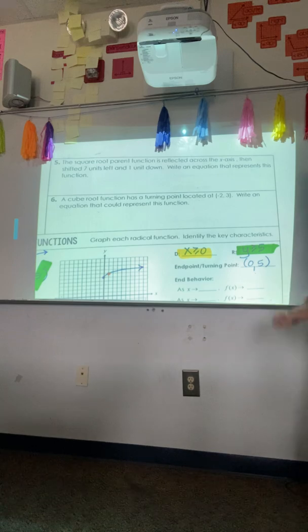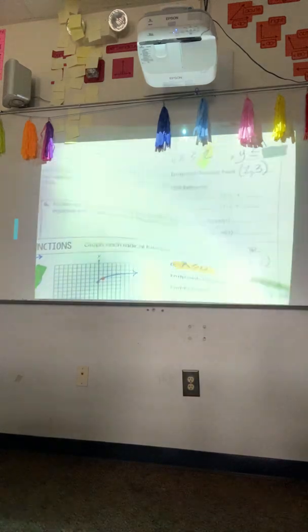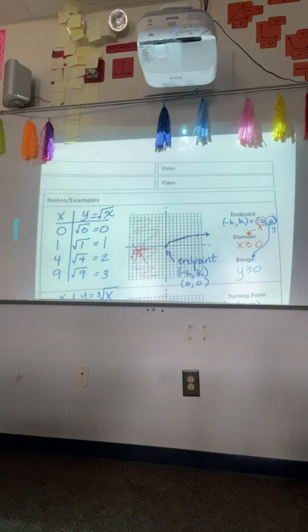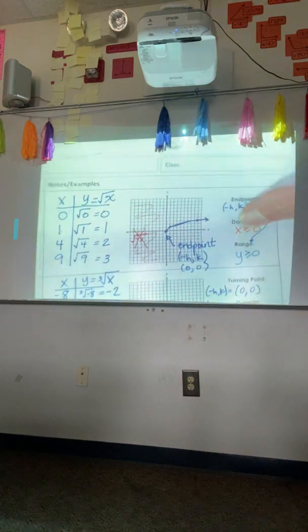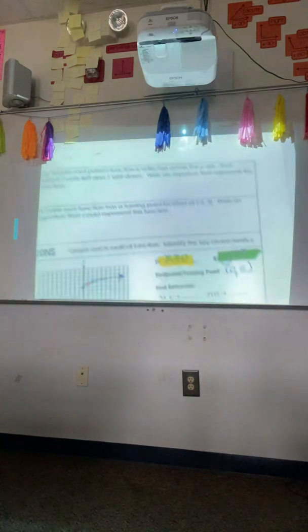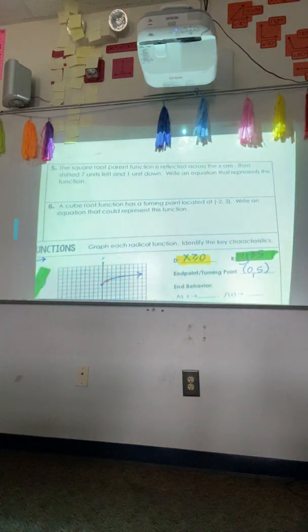This is day 2 of the square root and cube root functions. The first page we have already been through. This is your square root parent function and your cube root. We already went through that, so watch the other video if you need it. But I'm going to start on page 2, with the 5 and the 6, okay? So let's do 5 and 6, and then we'll move on from there.